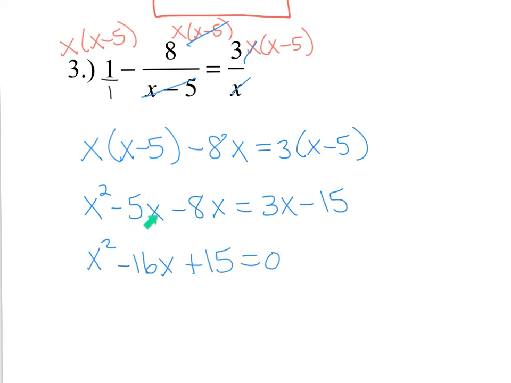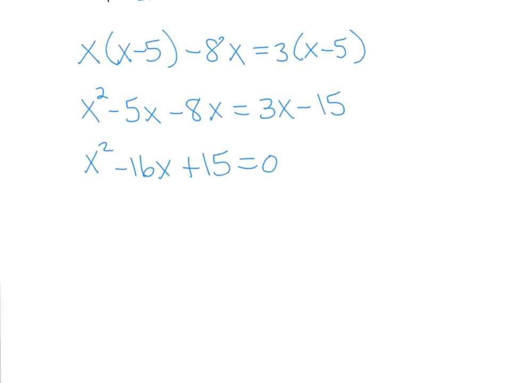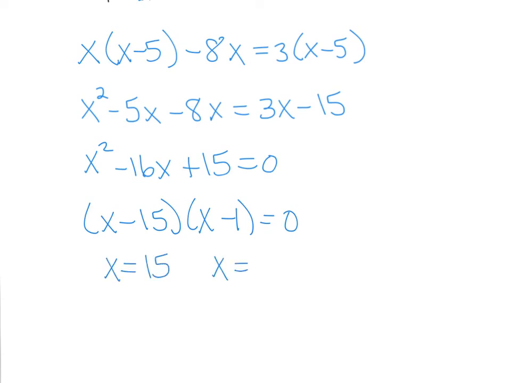Now what I did there was when I combined these like terms, that gave me a negative 13, and then I subtracted the 3 that was on the right side. I subtracted that over, so you had the negative 13 minus the 3 to get me negative 16. That can be factored. So that's x minus 15 times x minus 1. So our x values are x equals 15 and x equals 1.